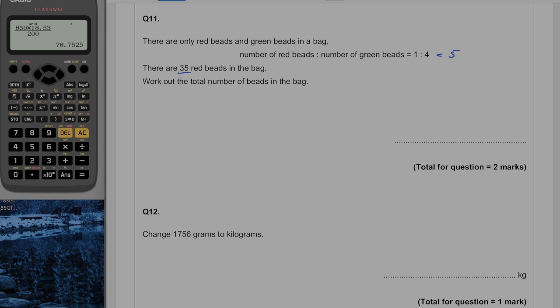So red beads. If we've got red to green in a ratio of 1 to 4, and we've got 35 red beads, it means each part is worth 35. So if we do 35 times by 5, we'll get our total number of beads. So 175.